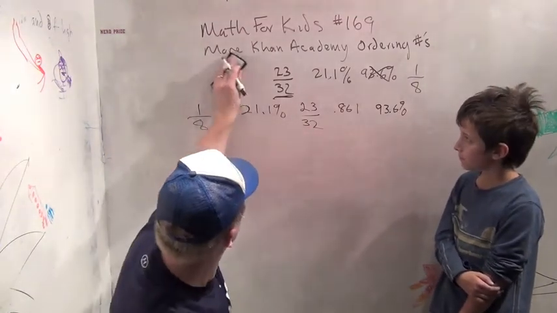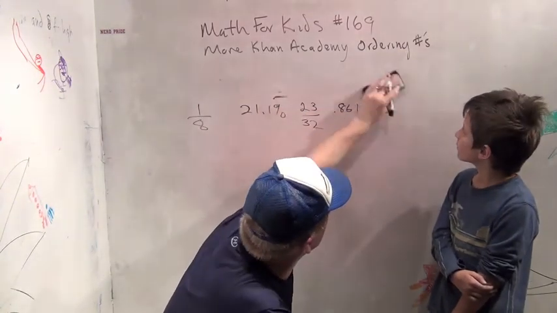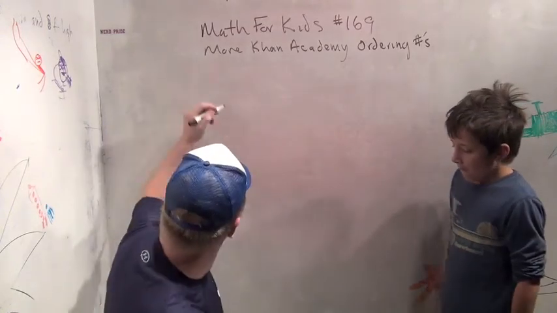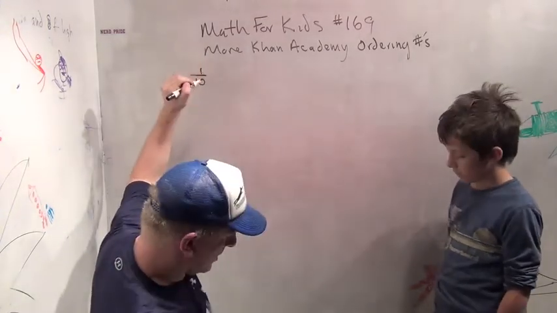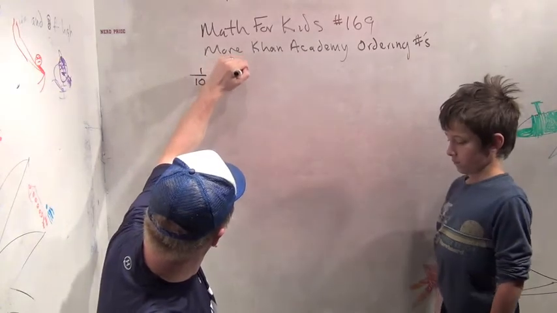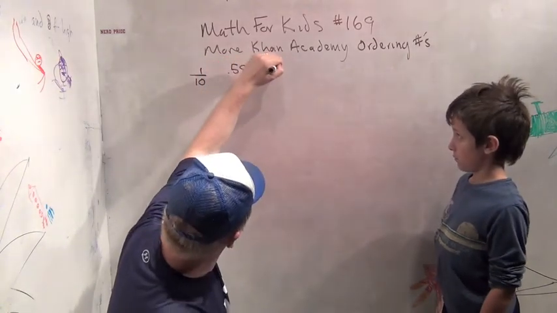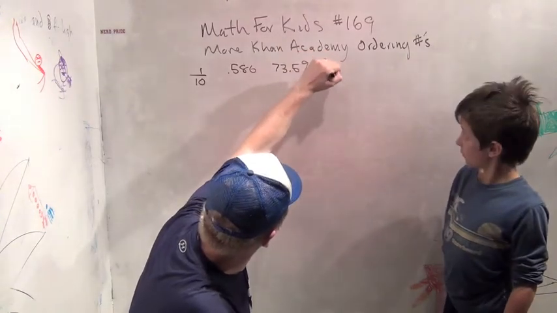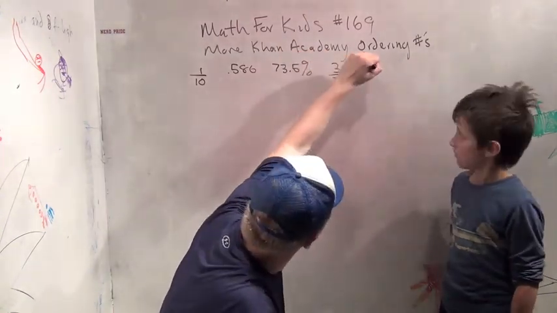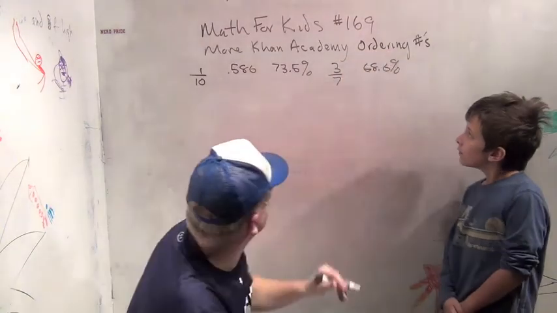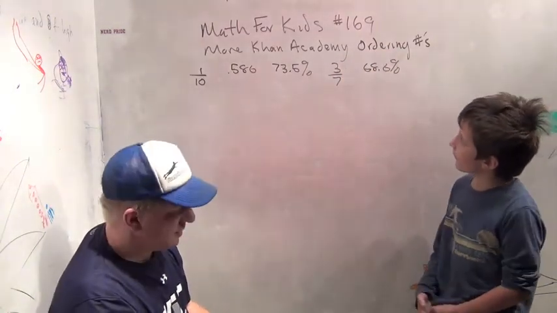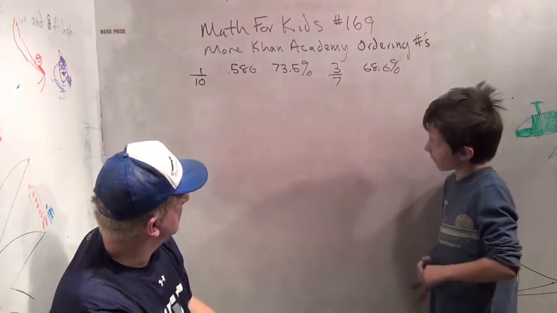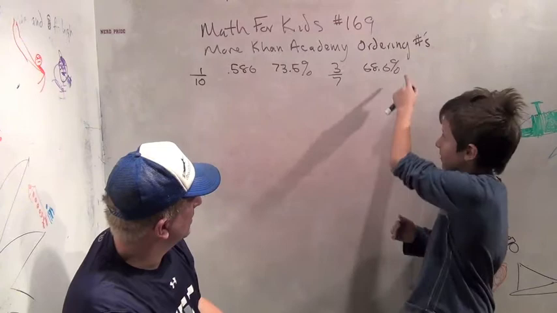This is the reason these are good: it takes a while to get used to this, but you're going to get a great sense of numbers practicing ordering these. 1/10, 0.586, 73.5%, 3/7, and 68.6%. This one's actually a little easier than the last one. Go ahead. 73.5% is pretty big.